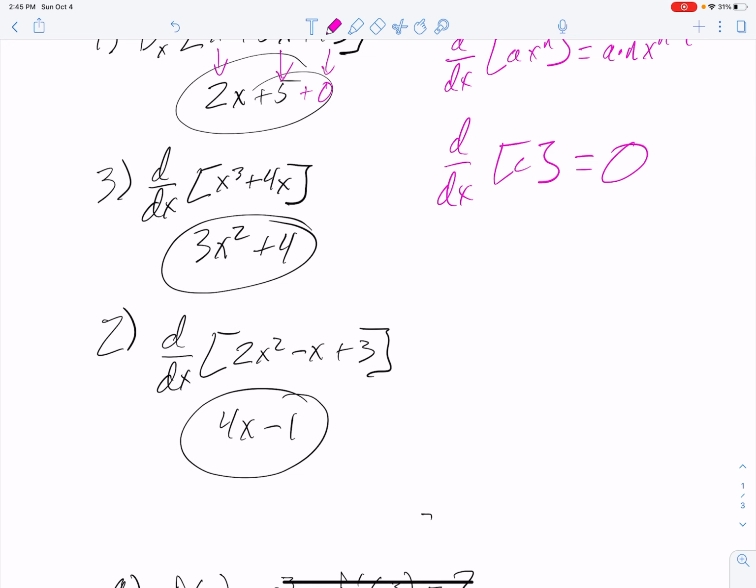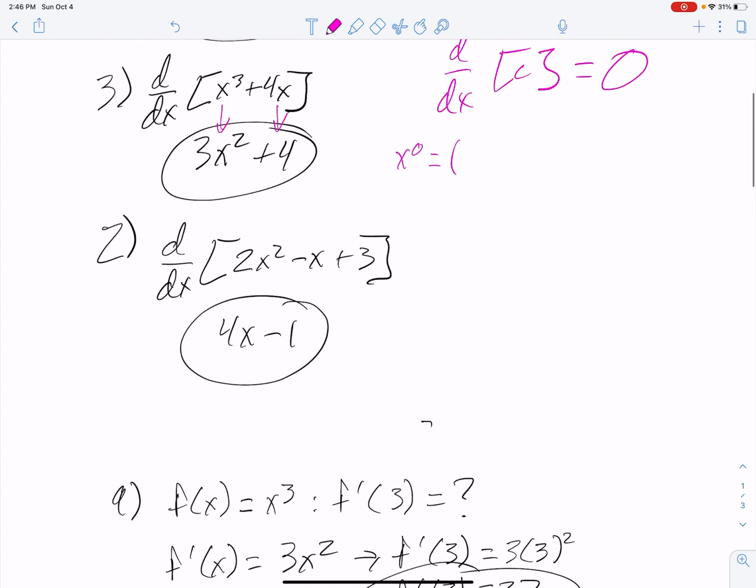Number 3, 3 times 1 gets me 3. 3 minus 1 gets me 2. So I have 3x squared. The derivative, 4x. 4 times 1 is 4. 1 minus 1 gets me x to the 0. And of course, x to the 0 just equals 1. Oh, I did number 3 and 2 out of order.